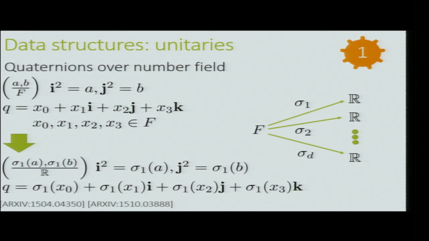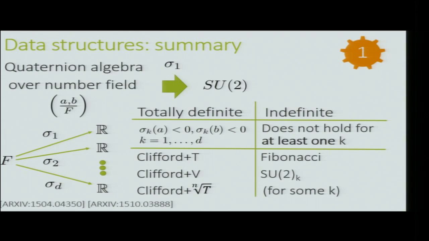From quaternions over a number field, we can go to quaternions over R by replacing the coefficients coming from the number field using an embedding with coefficients over the reals. When we go from here to unitaries, we also need to pick one embedding, and we just pick sigma 1. This lets us go from quaternions over a number field to elements of SU2. This is a summary of our underlying data structure.